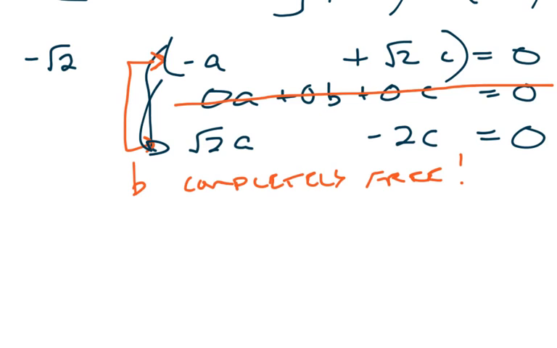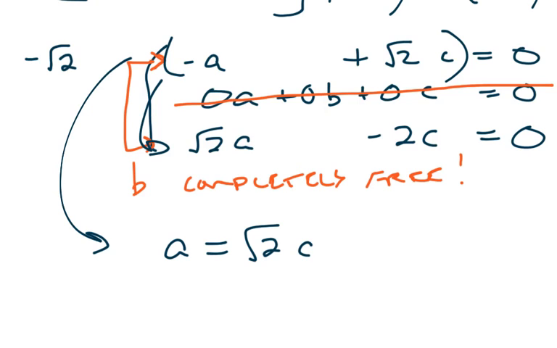That's why I'm harping on this redundancy aspect. It's because one of these remaining variables will still have to be free because this 2 by 2 system that's left is still redundant. So I'll work with this first equation, which tells me that A is equal to root 2c. All right, so the two variables that I'm going to have be free here are B and C. Those are going to be my free variables.